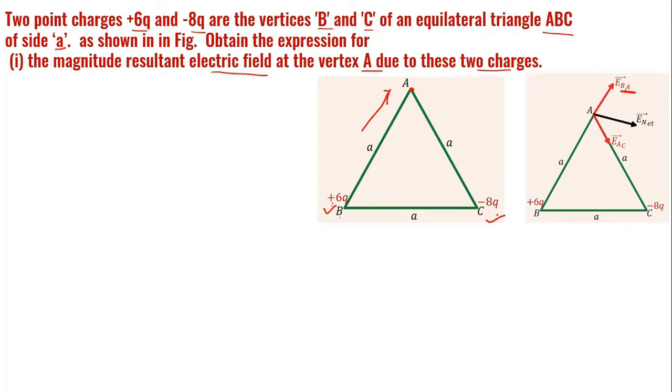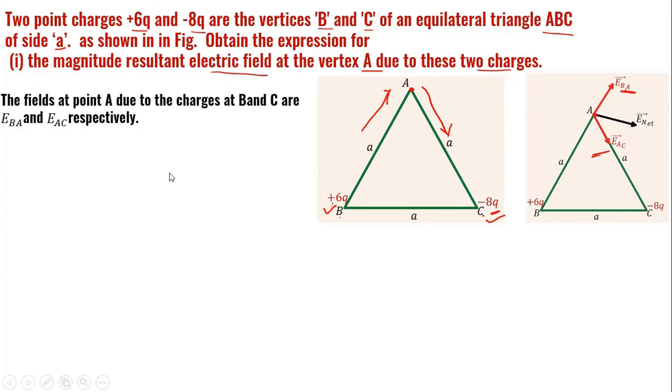Next we want to find the electric field due to the negative charge at C. A negative charge attracts the electric field towards itself, so the electric field at the point A will be pointing towards the negative charge. So this is the direction EAC, the electric field pointing from A to C. Now we have represented the directions of the two electric fields. The resultant electric field at the point A will be the vector addition of EBA and EAC. Now let us see how we can compute it.